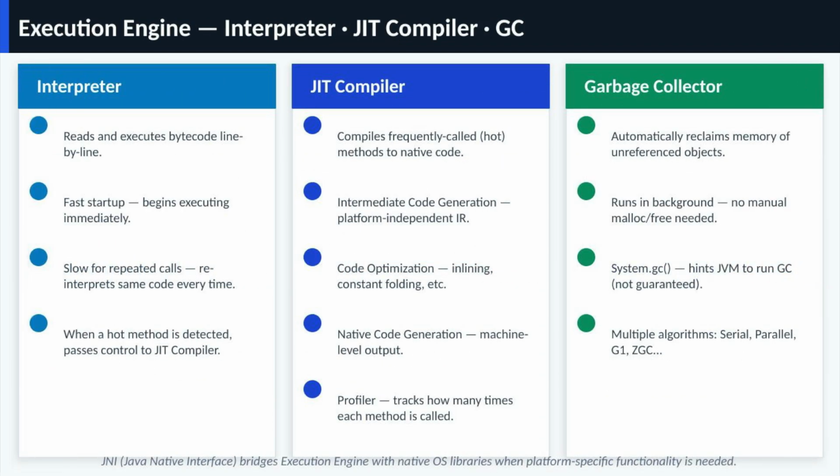Let's see about the execution engine. Imagine learning a route to work. On your first day, you will use Google Maps every time. That's the interpreter. It reads instructions one by one. After taking a route daily, you memorize it. That's the JIT compiler. Frequently executed code is converted into optimized native machine code. This makes Java programs much faster over time. And while all this is happening, the garbage collector keeps cleaning unused objects from memory.